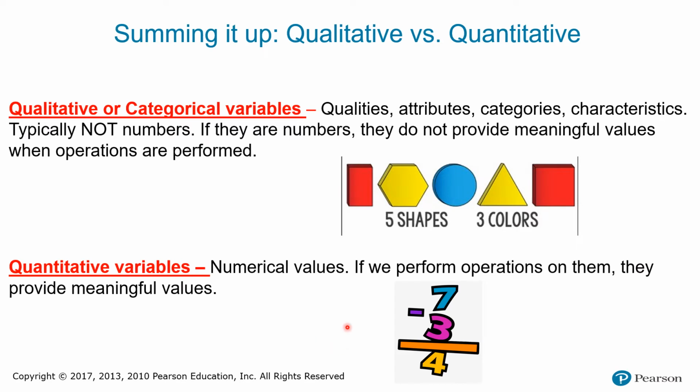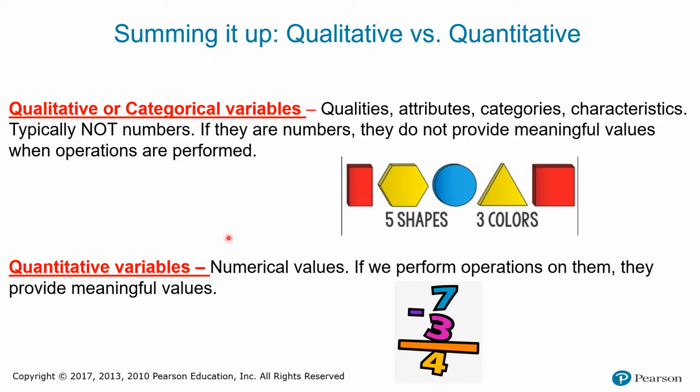Before we jump into discrete and continuous variables, it's important for us to review qualitative versus quantitative variables. Discrete and continuous variables are types of quantitative variables, so it's important for us to be able to distinguish what a quantitative variable is. So qualitative or categorical variables represent qualities, attributes, categories, and characteristics, things like shape and color. They're typically not numbers, but if they are numbers, they do not provide meaningful values when operations are performed. Something like the number on a football jersey. If we added or subtracted two numbers on football jerseys, nothing valuable comes out of that.